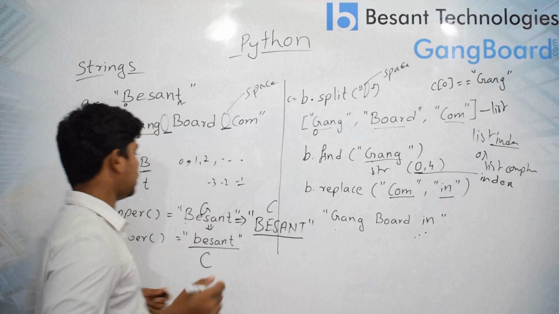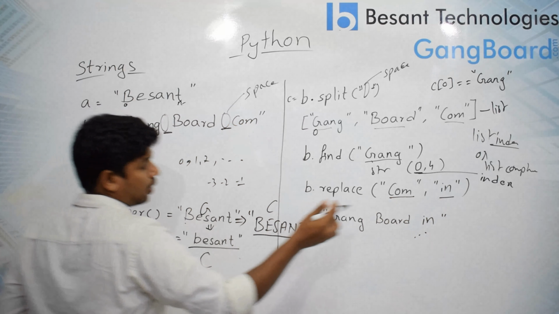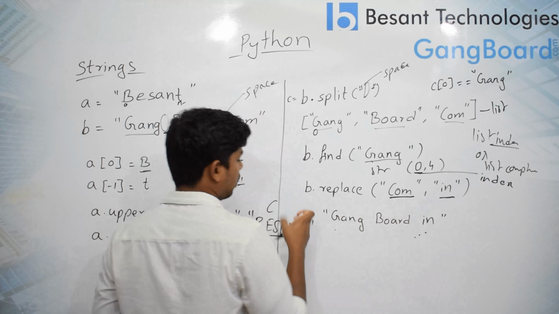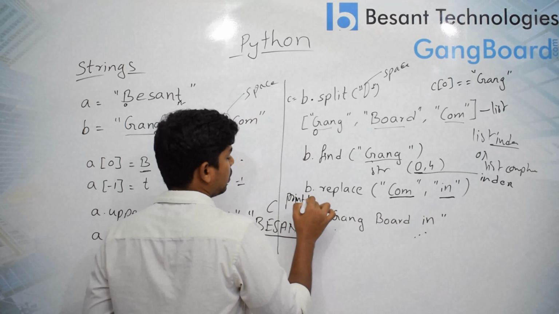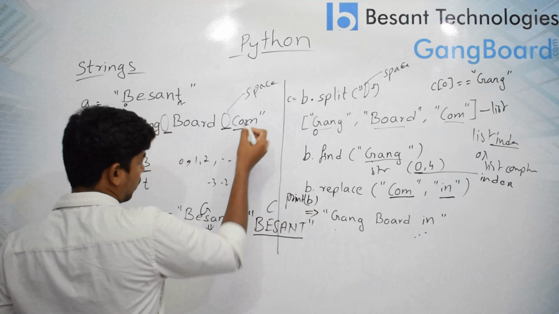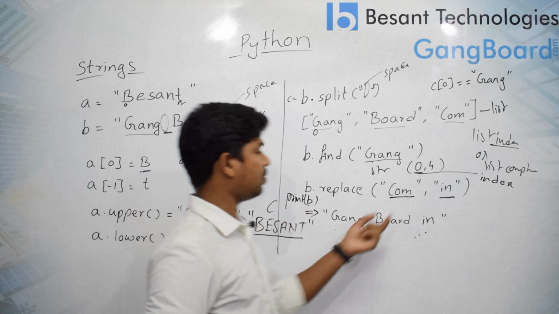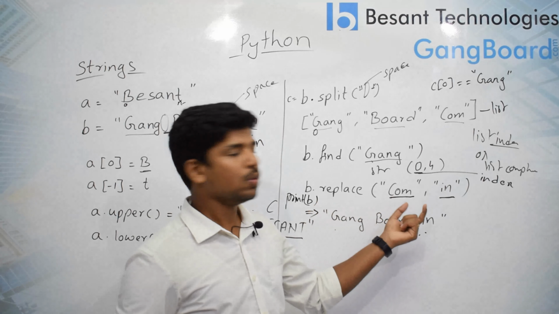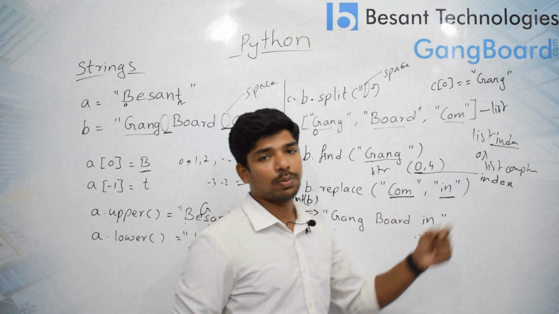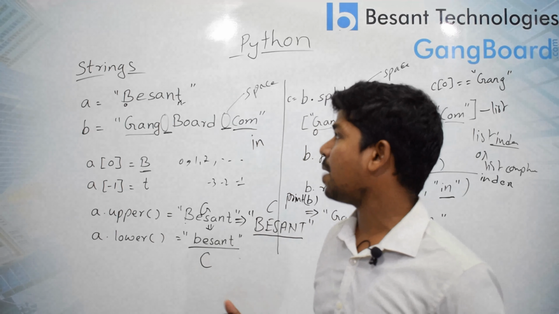Now whatever word is in the place of com will be replaced with in. When I print b, I will get gang board in. So the word which was in place of com is now replaced with in. You can replace words using this format. It requires two arguments: one is the word which needs to be replaced and the other is the word to replace it with.